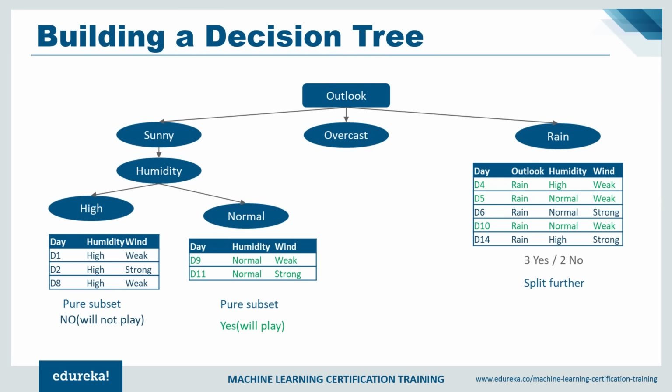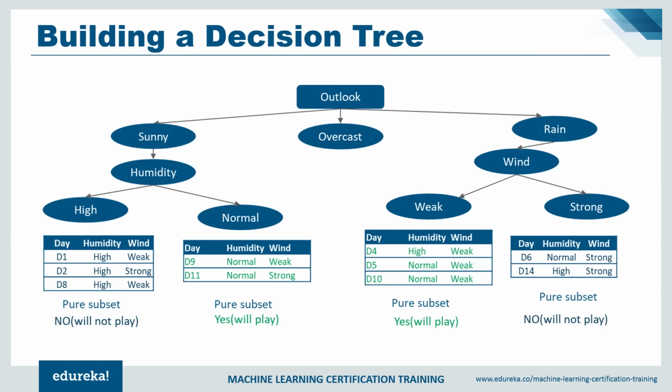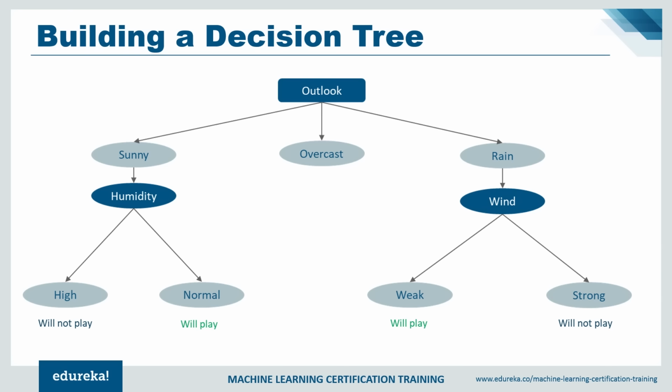So let's do the same for the rainy day. During a rainy day, we have the wind classifier. If the wind is weak, it becomes a pure subset, we're going to play. And if the wind is strong, it's a pure subset, we're not going to play. So the final decision tree looks like this.